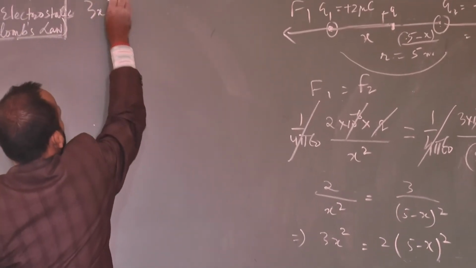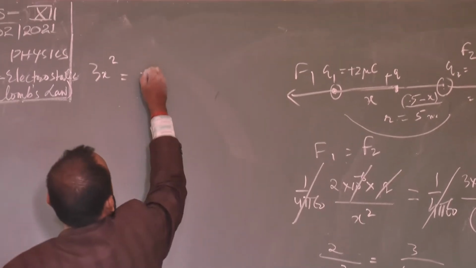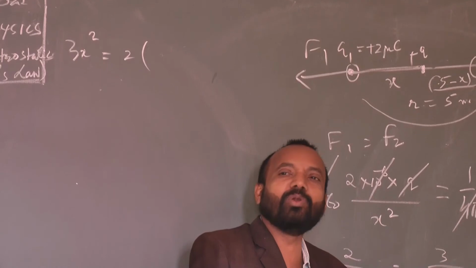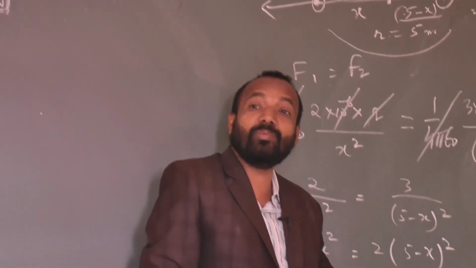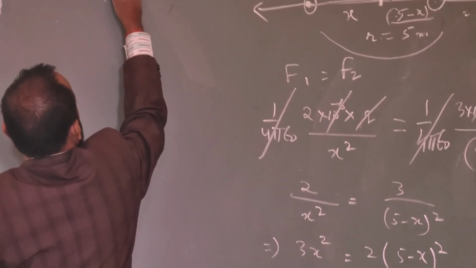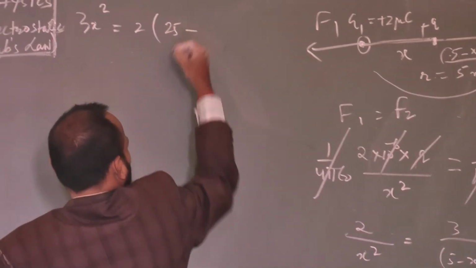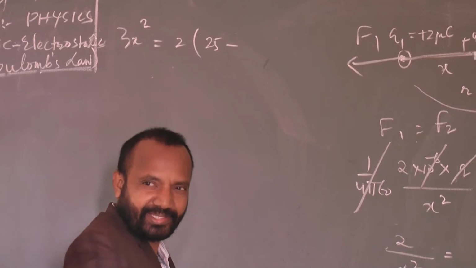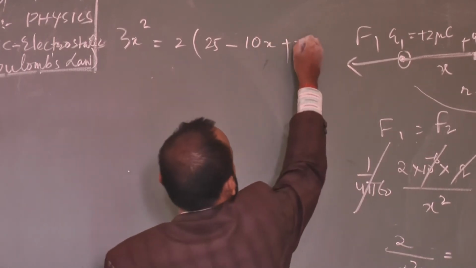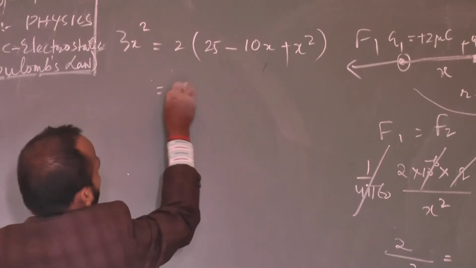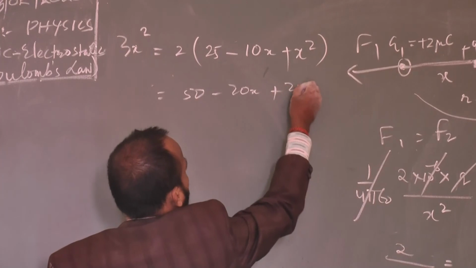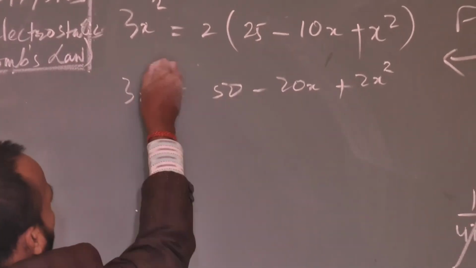Three x square. Now I am repeating it. 2 into (5 minus x) whole square. (a minus b) whole square is a square minus 2ab plus b square. So accordingly, 5 square is 25, minus 2ab, 2 into 5 is 10x, minus 10x plus x square. Now multiply it: 50 minus 20x plus 2x square, this is 3x square.